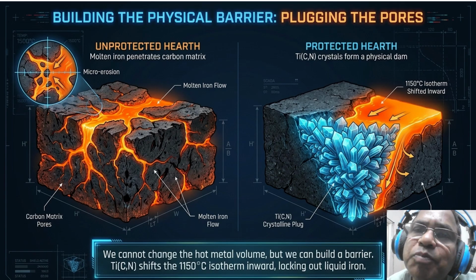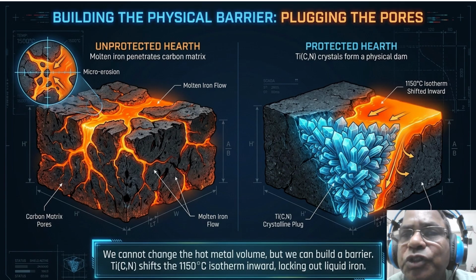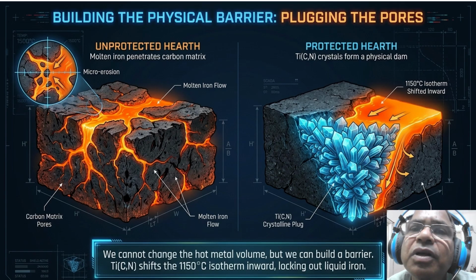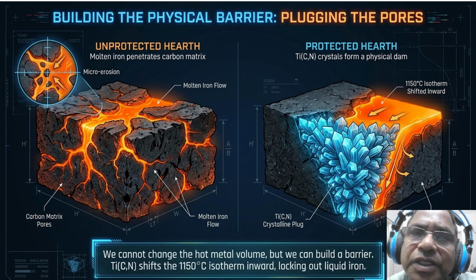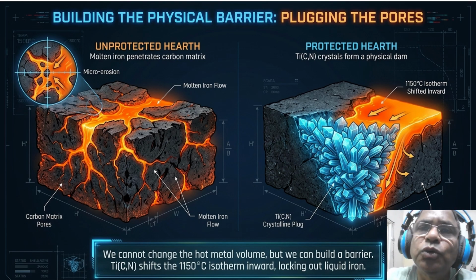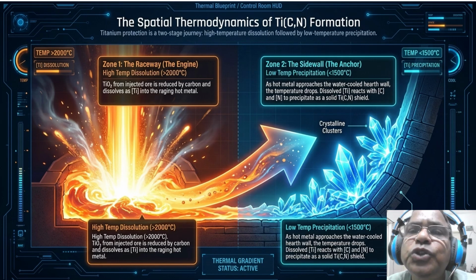So the operational impact is a massive reduction in chemical wear, effectively moving the erosion front from your expensive refractory onto the renewable titanium scaffold. Getting these crystals onto the wall requires a two-stage thermodynamic journey, and those thermodynamics of TiCN we will look into. As we can see, the formation of titanium protection is a tale of two zones.